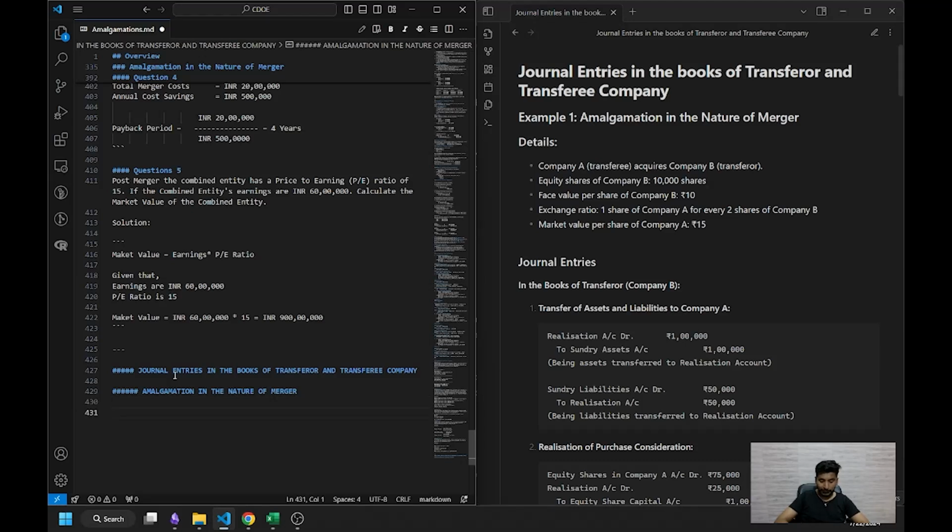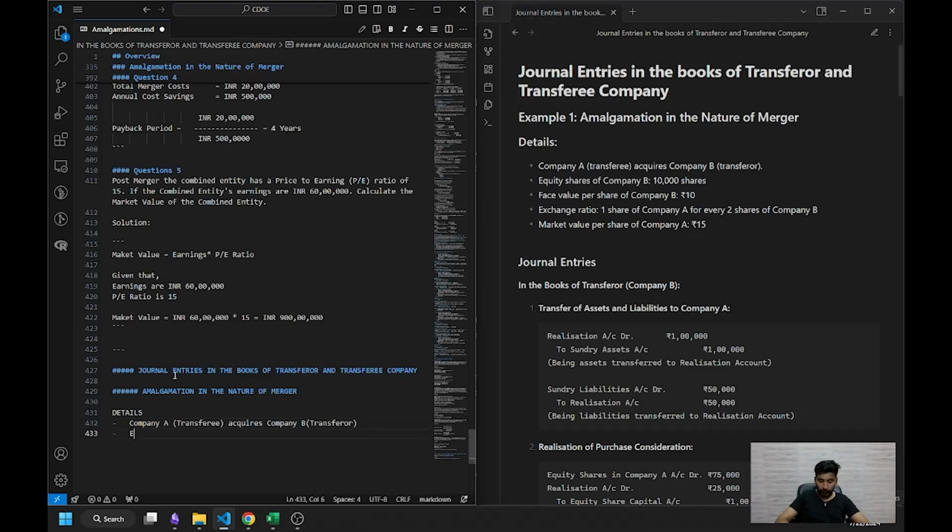Now here some details are given to us, and let's go through those details. First is that company A, which is the transferee, acquires company B, which is the transferor.